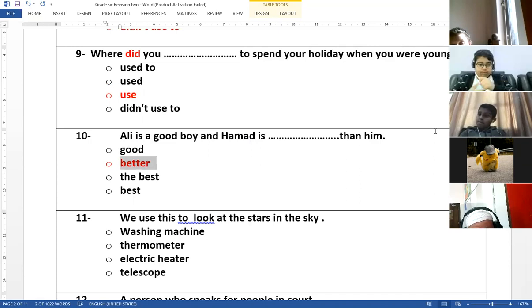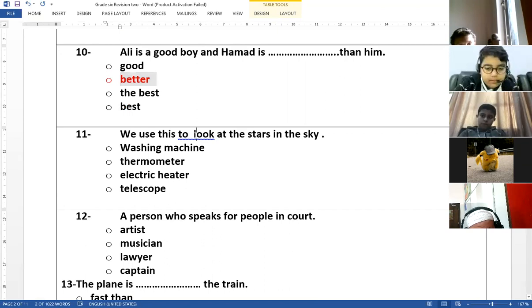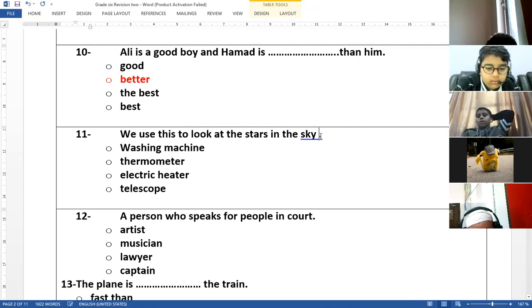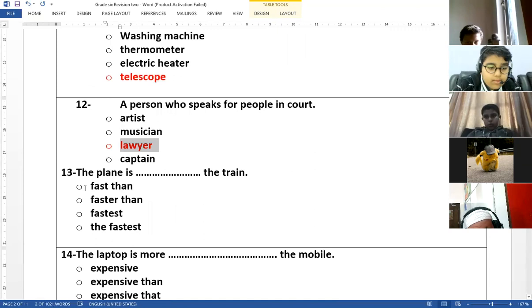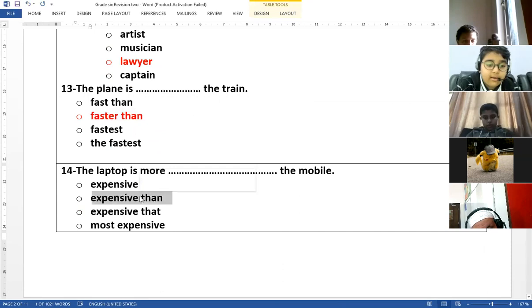the next 4 sentences are yours. We use this to look at the stars in the sky. Telescope. Telescope is the correct one. The next one, read. A person who speaks for people in court. A lawyer, excellent. The next one, Asil. The plane is faster than the train. Excellent. The next one, Asil. The laptop is more expensive than the mobile. Excellent, student. Thank you. Abdurrahman Shawqi.